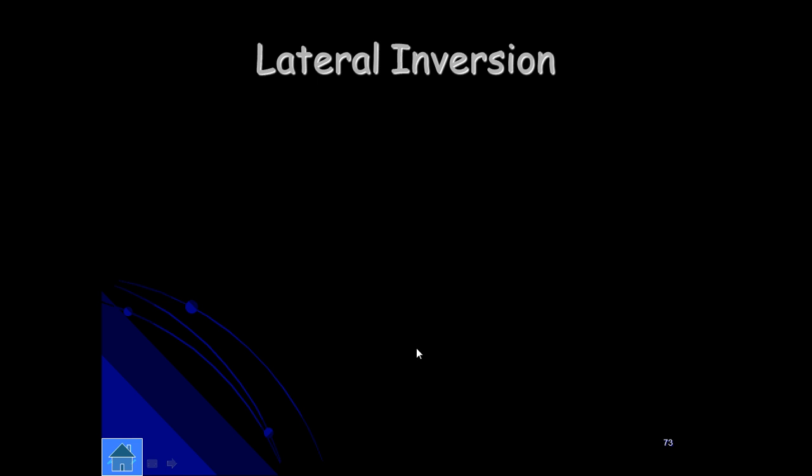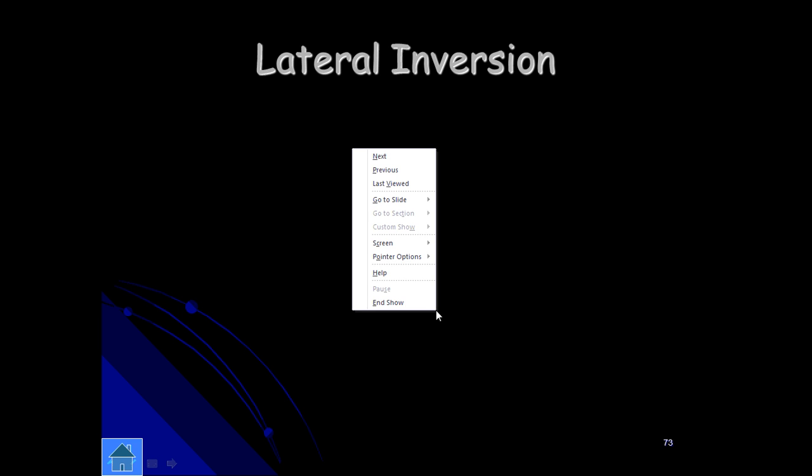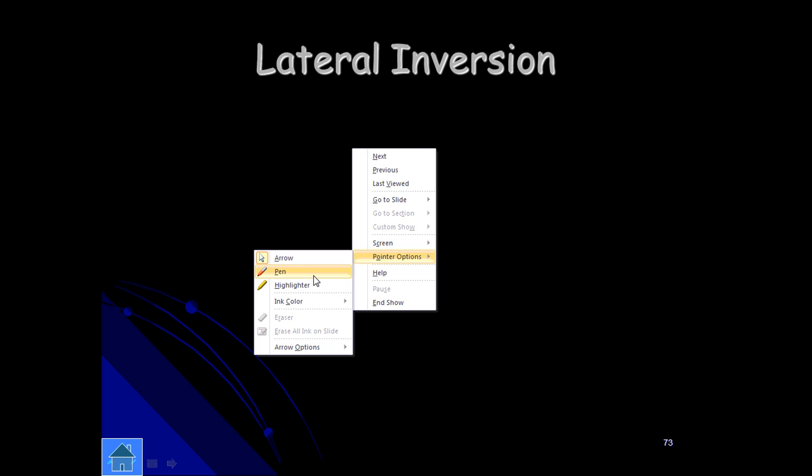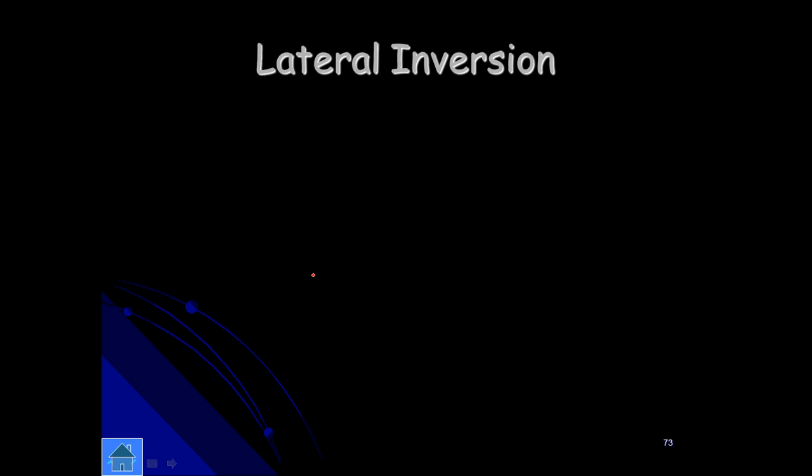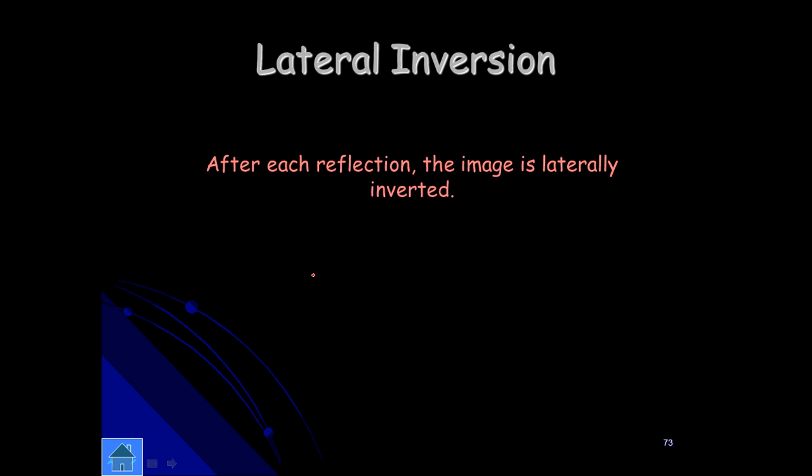For the sake of completeness, we can have a look at lateral inversion. So let's have a look at the rules first. After each reflection, the image is laterally inverted. So if we say a P in the mirror, say it was a flat mirror, you could have a P, and you have a mirror down here. It would be laterally inverted. This distance here would obviously be this distance here.